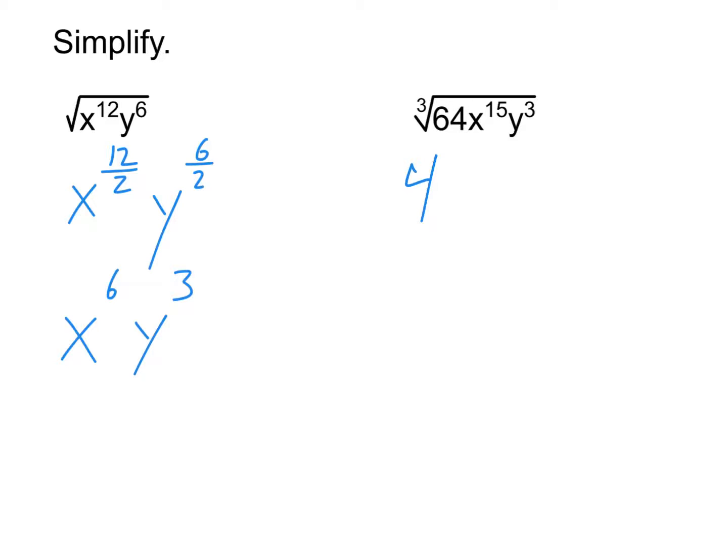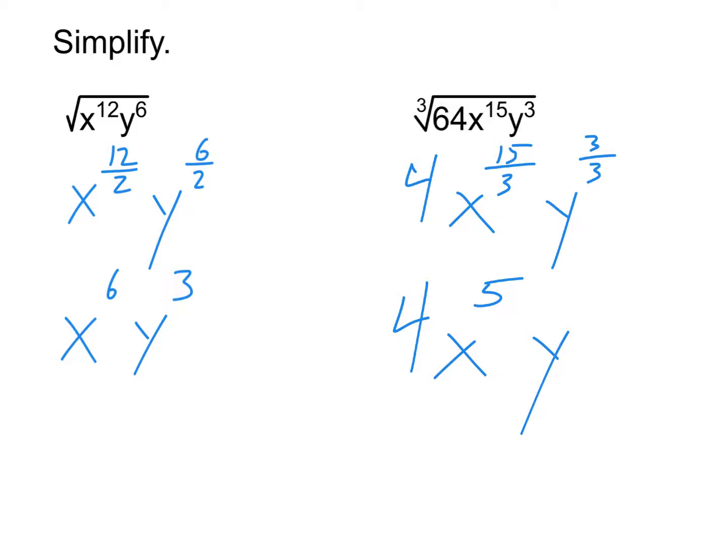And then the cube root of x to the 15th is x to the 15 thirds. And the cube root of y cubed is going to be y to the 3 thirds. Let's go ahead and simplify those fractional exponents. The 4 stays the 4. 15 thirds becomes 5. 3 thirds becomes 1. I don't have to write y to the 1, I can just write it as y. And so that one is done.